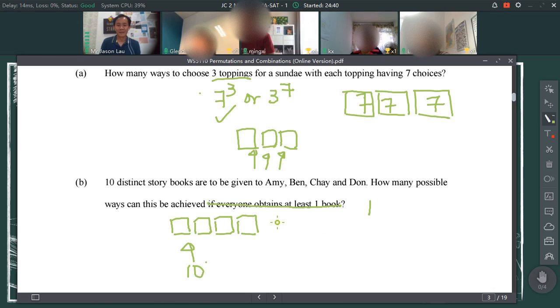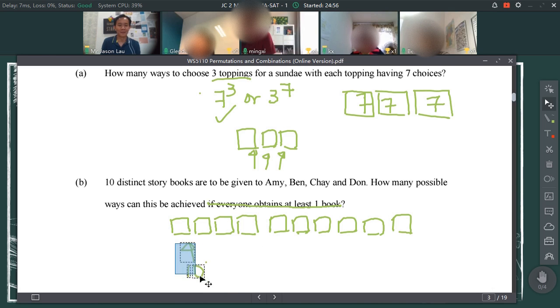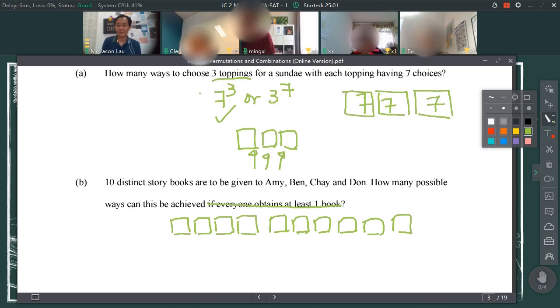Okay, let's say you have 10 boxes. Now, if you are talking about the first person, let's look at this and see what will happen. If the first person is, say, Amy, how will you give the book to Amy? You say, oh, Amy got 10. Cannot, right? Because once Amy took the book away, the book is gone already.